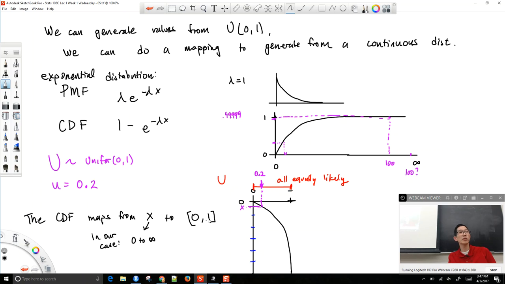This time we want to do the opposite. We want to go from 0, 1 onto this space of x. So to do that, we just take the inverse function. Okay, so we have to find the inverse function of the CDF, and so this is why it's called the inverse transform. We're going to take the inverse function of the CDF, and we're going to be able to go from 0 to 1 onto x.